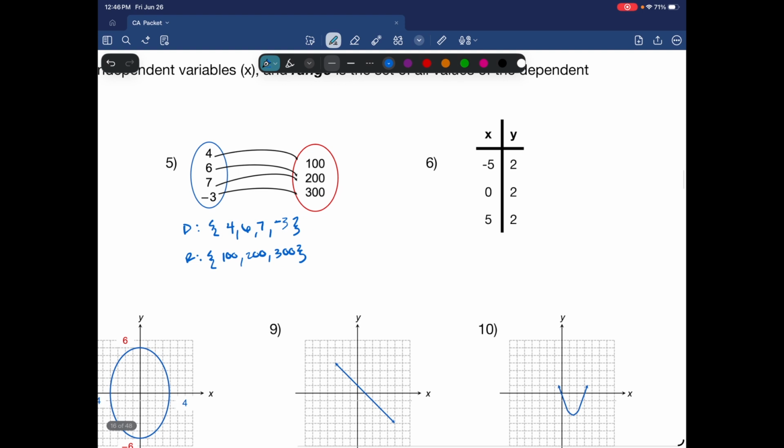All right, and then like on number 6, my x's change, but my y's repeat. So my domain is everything on the left side, -5, 0, and 5. And my range is everything on the right side. And I don't have to write it more than once. It's just 2. It never changes.